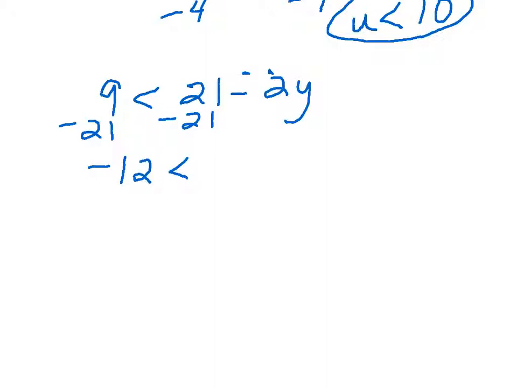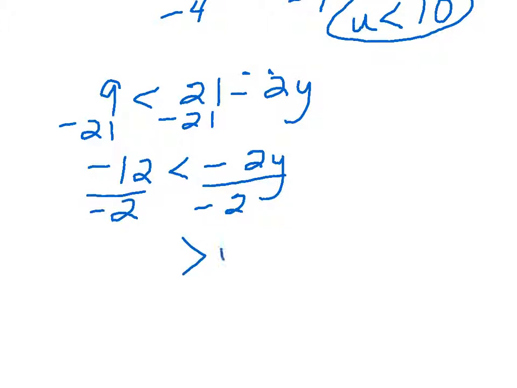Oh, and don't forget that negative sign is married to that 2. And here we go, same deal. We're going to divide through by what? By a negative number. So when we divide through by a negative number, we need to flip it so it's now greater than. Those guys cancel out, and negative 12 divided by negative 2 is positive 6.